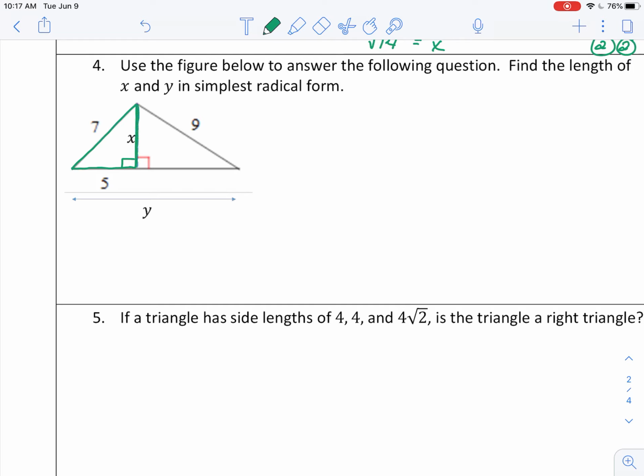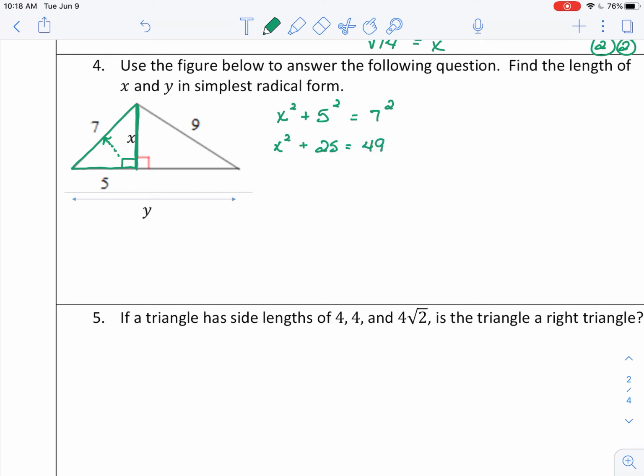So I need to ask myself, well, what are my legs? So the right angle is made by this bottom length of 5 and this vertical length of x. Those are our legs. So a squared plus b squared will be the x squared and 5 squared. The side across from the right angle will be our hypotenuse, will be the c term, so I'll set it equal to 7 squared. So I'm going to go ahead and square those numbers so I can simplify this.